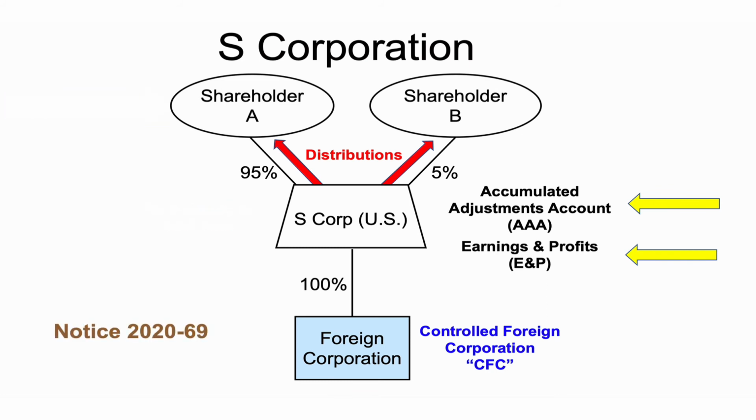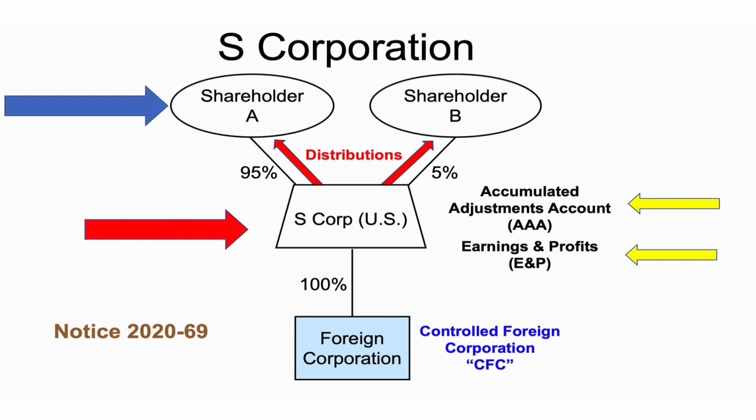Notice 2020-69 allows an S corporation to elect to perform the GILTI calculations at the S corporation level rather than at the shareholder level, at least for as long as the S corporation has E&P. Once the E&P has been distributed, the S corporation reverts to the normal rule where the GILTI calculations are performed at the shareholder level instead of the S corporation level.